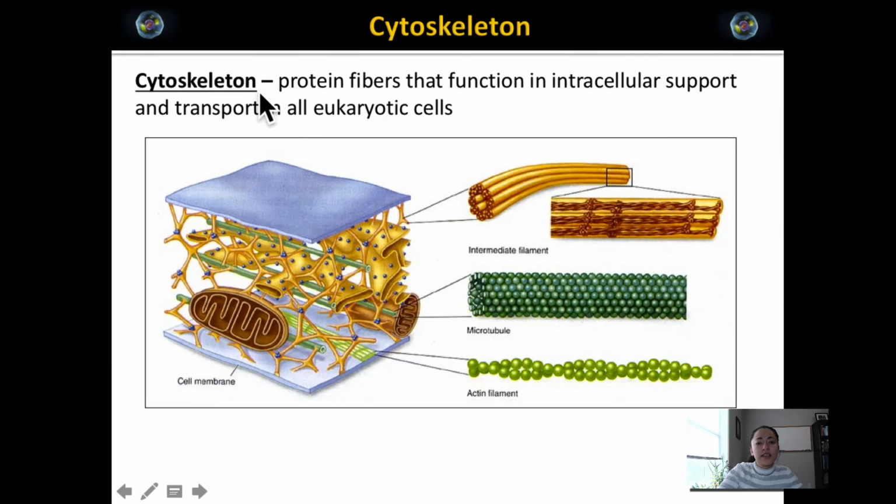The cytoskeleton, again, are protein fibers that function in both intracellular support. So here you can see all the cytoskeleton rods, and they're going to support the cell membrane. They also function in transport within eukaryotic cells. You can see these little blue structures here are actually moving along the cytoskeleton. So sometimes they almost serve as like highways for things to be carried from one place to another inside of a cell. The cytoskeleton is present in both plant and animal cells.